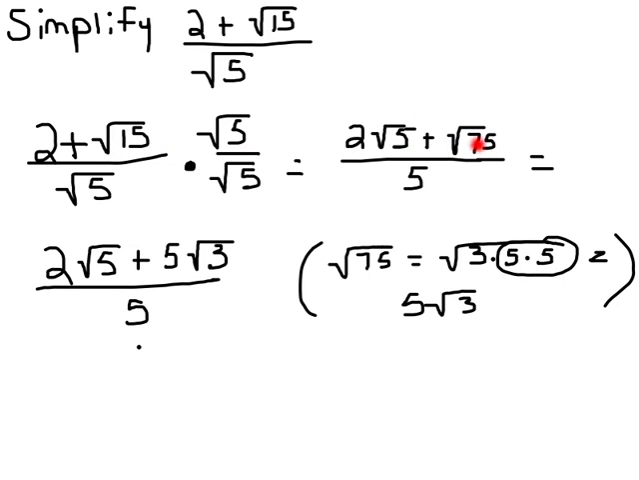of 75. Now if we're going to get this in its simplest form, this will simplify because we can break that out into 3 times 5 times 5, which simplifies to 5 times the square root of 3. So the simplest form then of this is 2 square root of 5 plus 5 square root of 3 over 5. Let's do a couple practice problems and we'll be done.